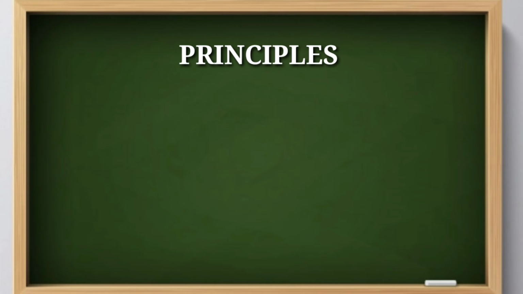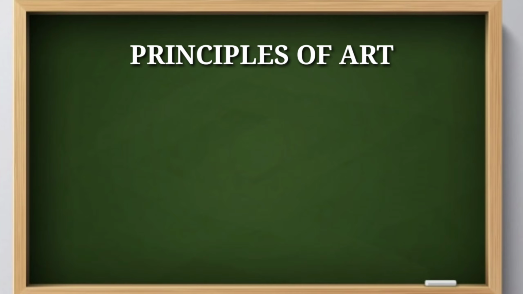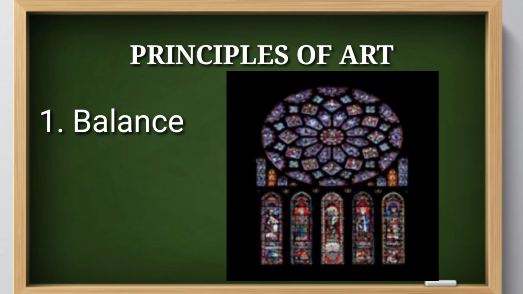Now let us discuss the principles of art. Number 1, balance. Balance is a distribution of visual weight on either side of the vertical axis. Here's an example of balance.